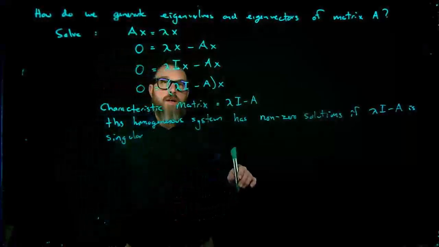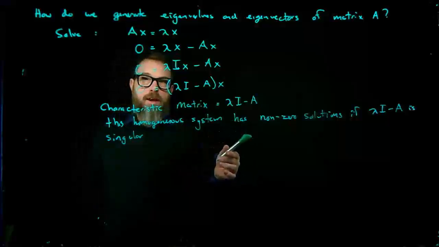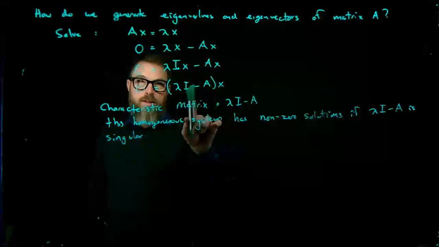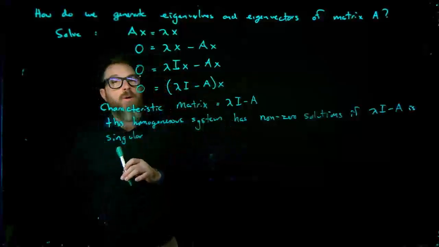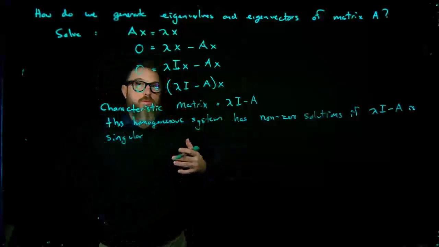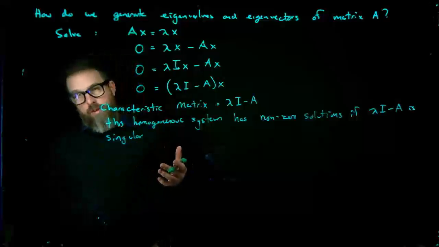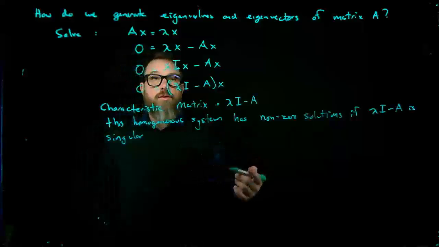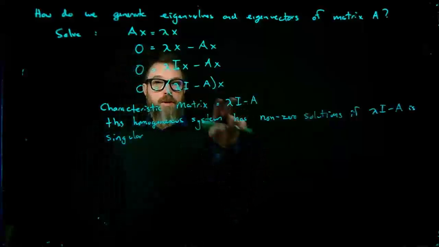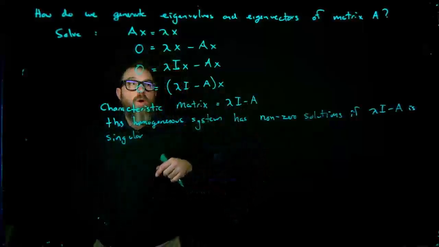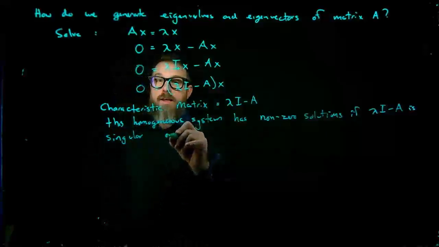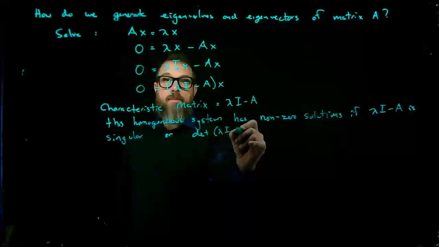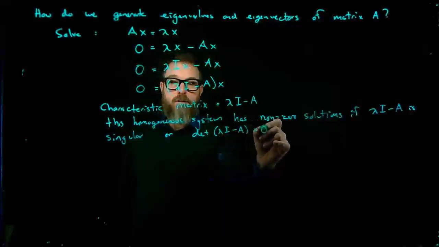What we know is this will definitely have a trivial solution. If x is equal to 0, then anything times 0 is going to be equal to 0. But I don't want a trivial solution. What I'm trying to find is the non-trivial vectors that make this true. So this thing will have non-trivial solutions if this matrix here is singular, or what we can say is that the determinant of lambda I minus A is equal to 0.